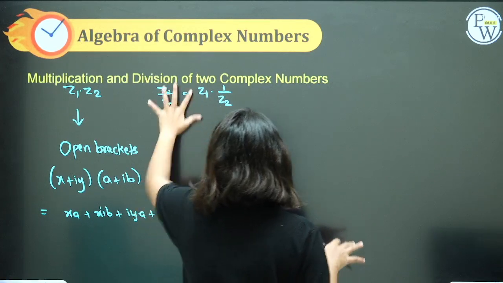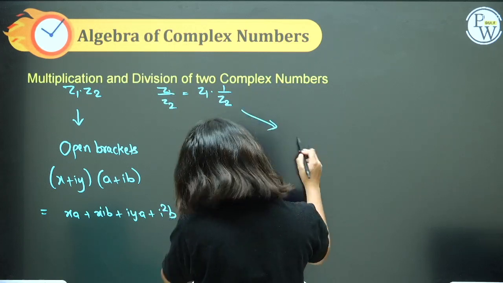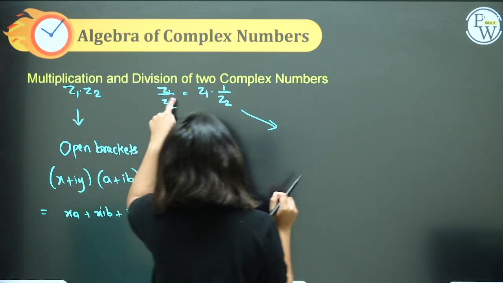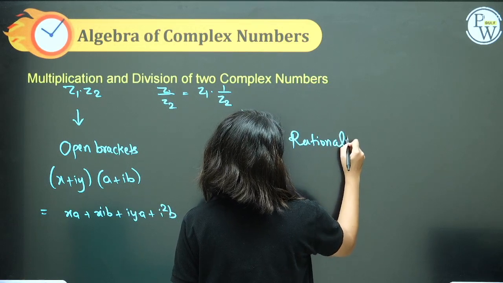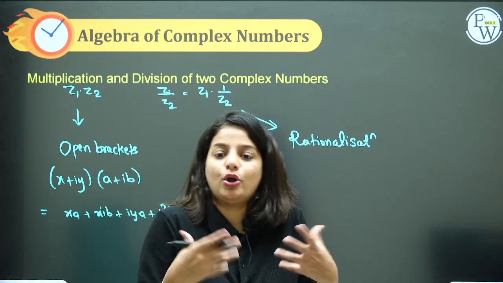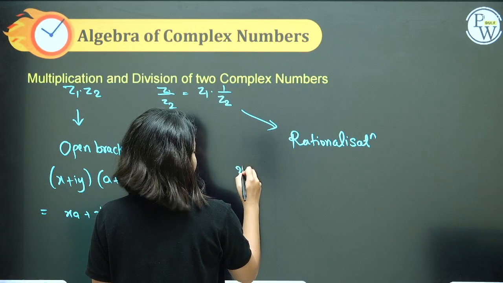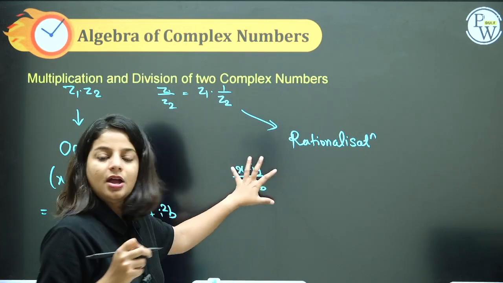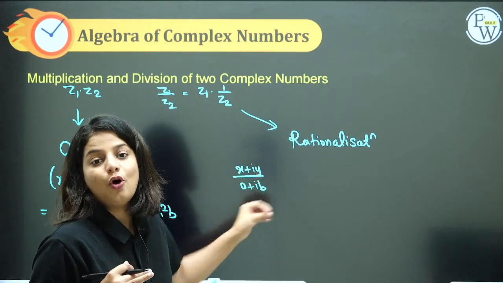Whereas if it is division, guys, what you will do is always rationalize the denominator. If denominator is a complex number, we will use the technique called rationalization. More appropriate word would be conjugate. Multiply and divide with conjugate. Example, you have x plus iy upon a plus ib. You want to find the value of this. Always when I say find the value, the final answer will be in the form of a plus ib.